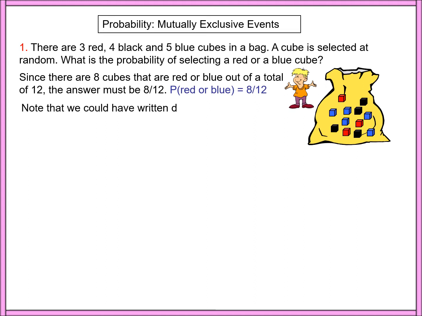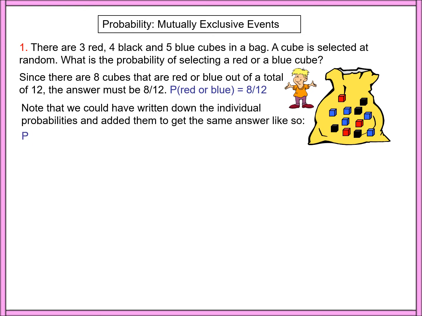Note that we could have written down the individual probabilities and added them to get the same answer, like so. The probability of red or blue is equal to the probability of red add the probability of blue. 3 out of 12 add 5 out of 12 equals 8 out of 12.